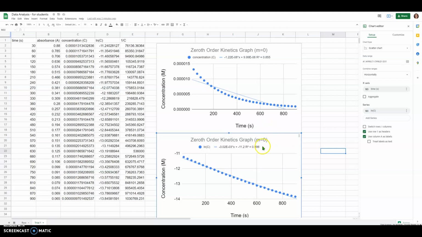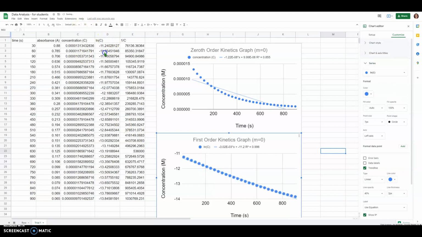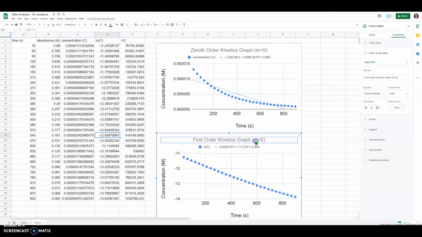So we had copied the top graph to make this second graph, and I had switched the data that was being plotted. Now what I want to do is change the labels on this second graph, because this is no longer the 0th order kinetics graph. This is now the 1st order kinetics graph, because what we are plotting here is actually these natural log of the concentration values that we have in the D column here, right? So that corresponds to the 1st order kinetics graph.